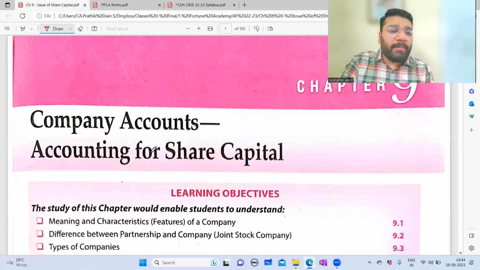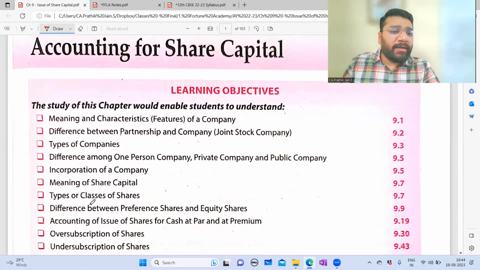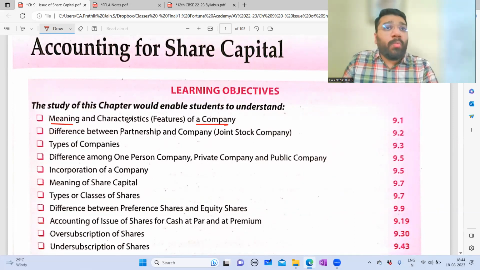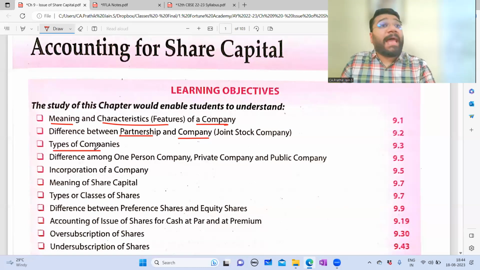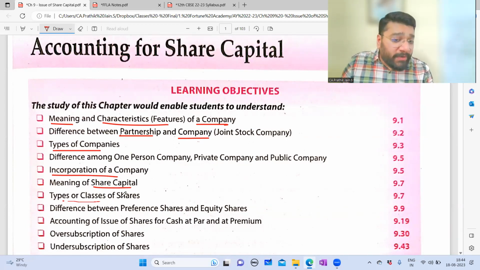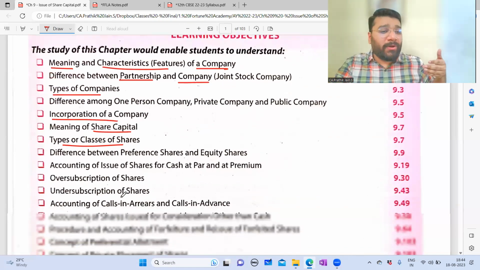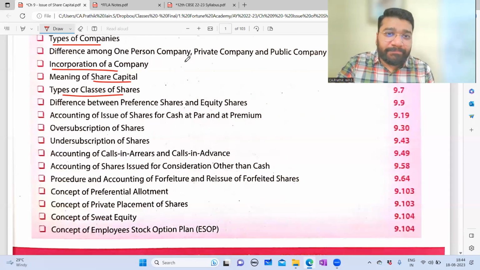So this is, guys, company accounts, accounting for share capital. In this particular chapter, we're going to understand, first of all, what is the meaning of a company. A company carries what kind of features or characteristics, very, very important again from the theory point of view. Second, what is the difference between partnership and the company? What are the different types of companies? What does incorporation of a company mean? What is the meaning of share capital? What are the different types of shares? Like that, the list goes on and on. So I would rather discuss all this as and when we come across it.